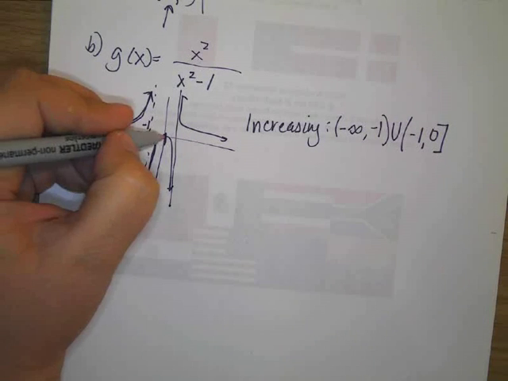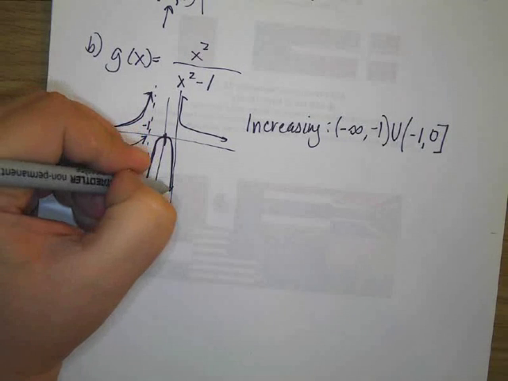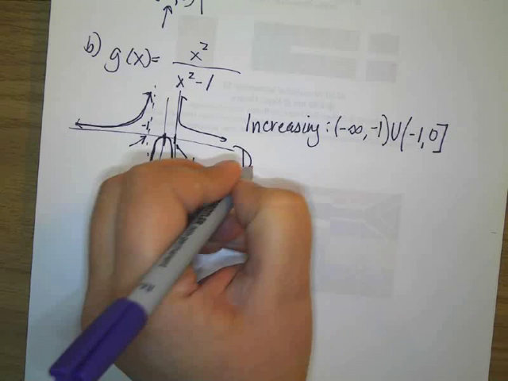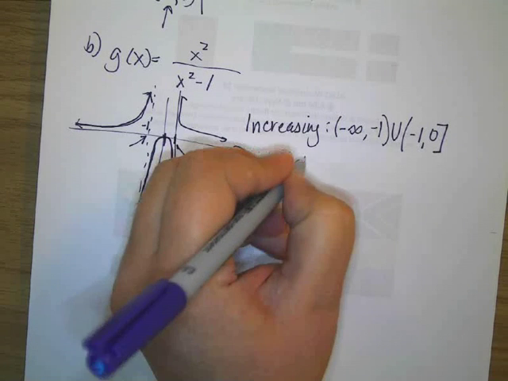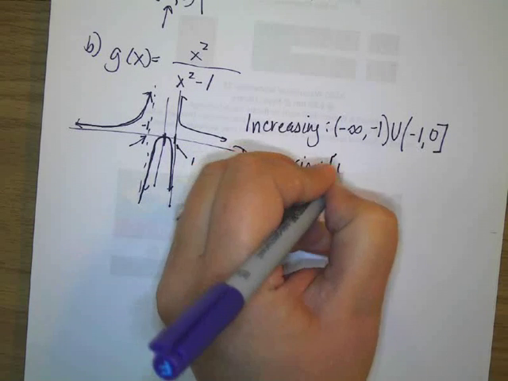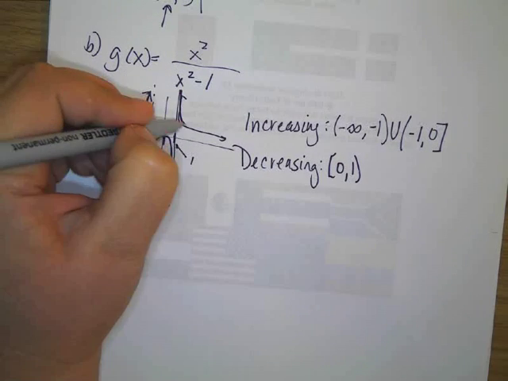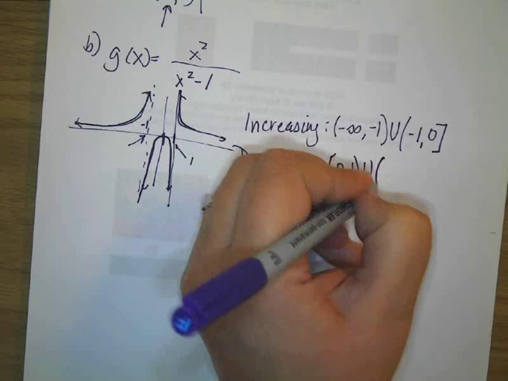So then what happens at 0? It decreases all the way until what's this? That's at 1. So we're going to decrease from 0 all the way to 1. And then what happens on the other side of 1? It's decreasing again.